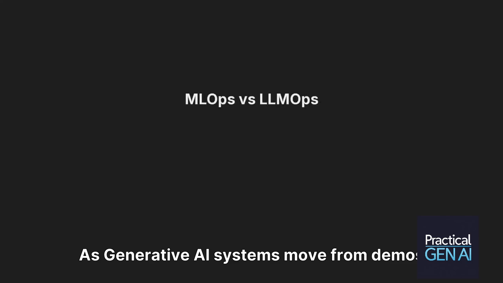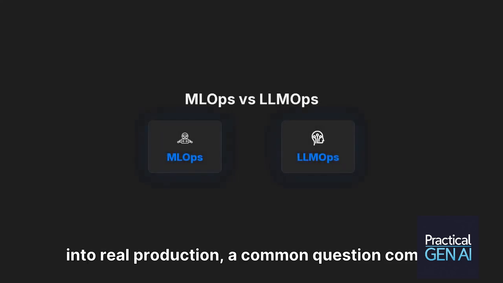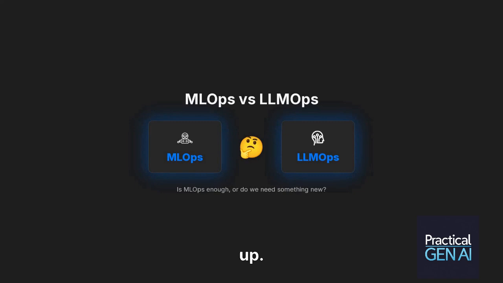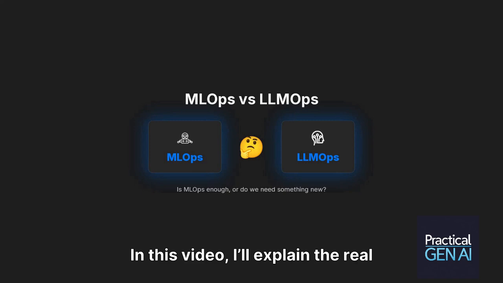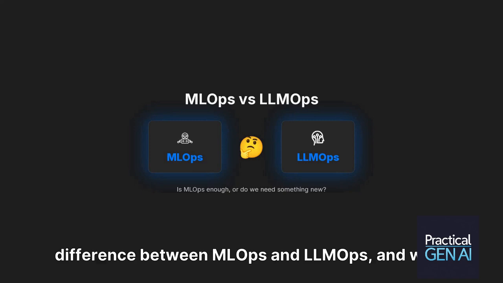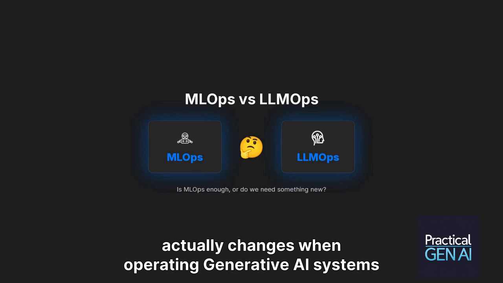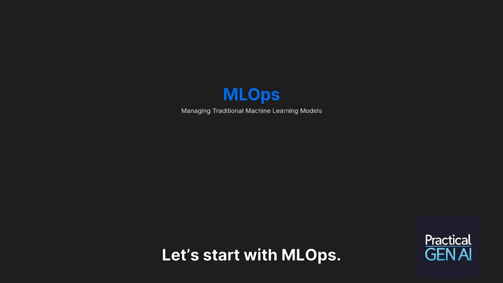As generative AI systems move from demos into real production, a common question comes up. Is MLOps enough, or do we need something new called LLM-ops? In this video, I'll explain the real difference between MLOps and LLM-ops, and what actually changes when operating generative AI systems in production. Let's start with MLOps.